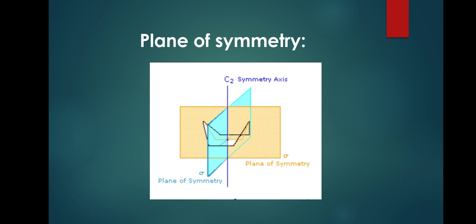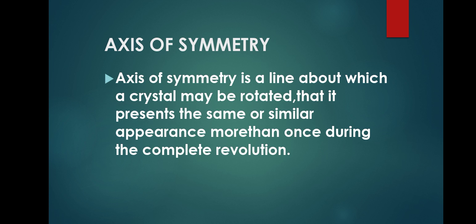Here is an example. Imaginary plane. A blue plane divides the cyclohexane crystal. This is the cyclohexane, the boat conformation of the cyclohexane. When it divides the crystal into two halves, one half is a mirror image of the other. When you see from the orange plane, one half of the cyclohexane is the mirror image of the other half.